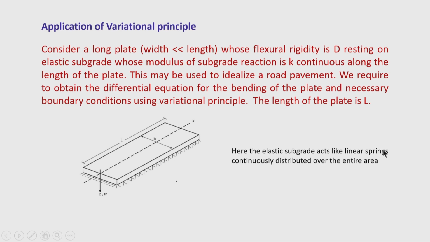Now, the elastic subgrade also acts like a spring, that will produce an upward reaction to the deflection of the plate. So, the spring force produced in the subgrade will be upward and it will resist the downward load acting on the plate. That means, it will reduce the deflection. So, here the elastic subgrade acts like a linear spring continuously distributed over the entire area. So, what do we require? We require to find the differential equation of the system of this plate as well as the boundary condition using the variational principle.